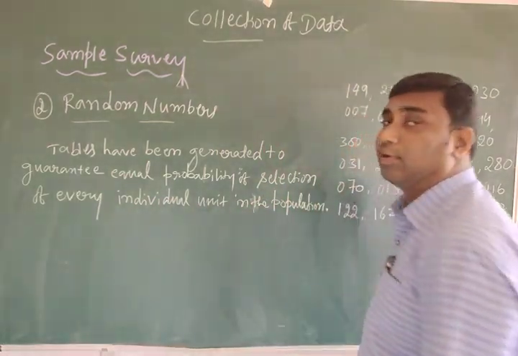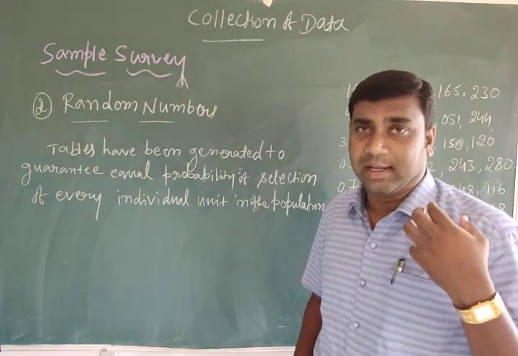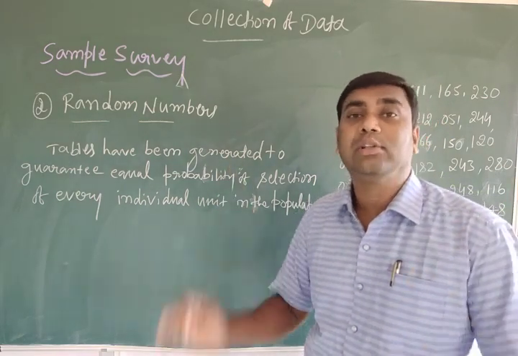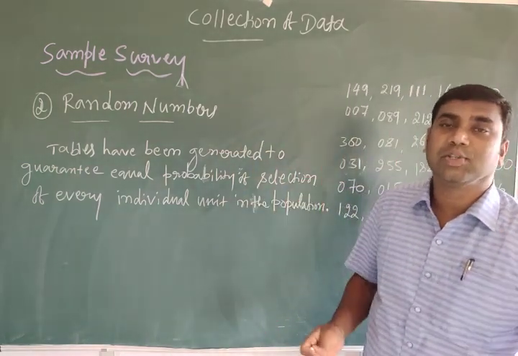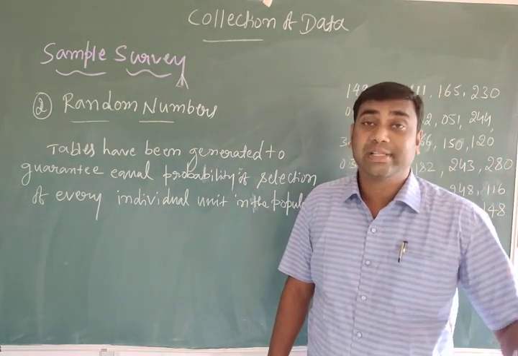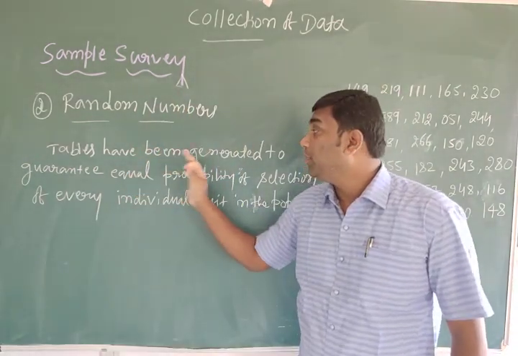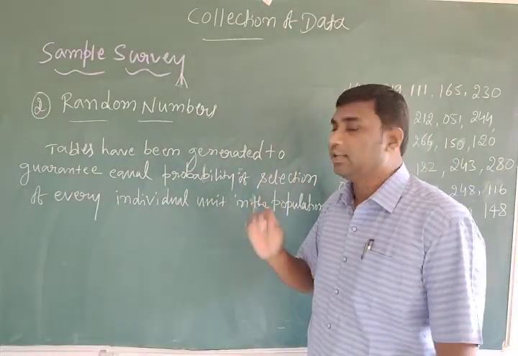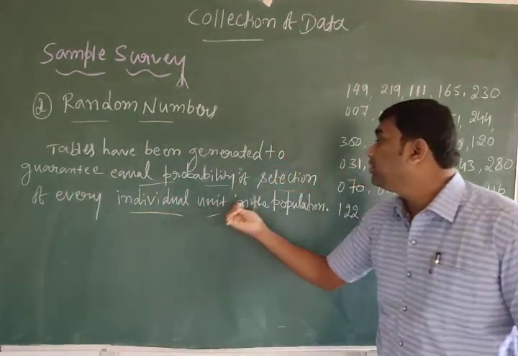You have to understand, in the lottery method there was no guarantee of who will be selected, and the 300 units also had the same or equal chance of being selected. There was no difference between those who are selected and those who are not. Here the random number tables have been generated to guarantee equal probability of selection of every individual unit.